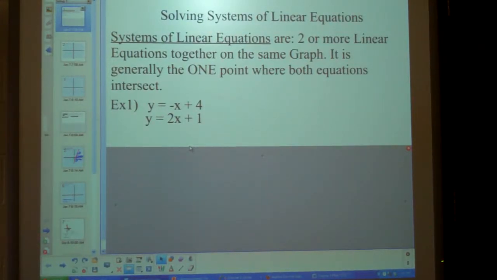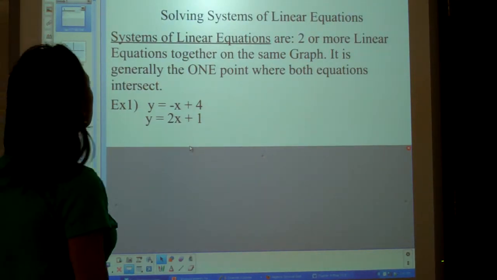This is solving systems of linear equations. Okay, please get your notes copied. It will probably be a quiz.